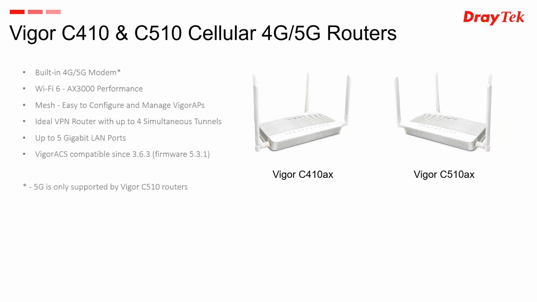They also come with some extra features such as VPN. Up to 4 tunnels can be connected, so remote users, or we can actually connect to remote sites as well. Up to 5 LAN ports, so that gives you some flexibility. There's no need to add a switch unless obviously there is a bigger network expected, and they can be managed remotely from our Vigor ACS platform.